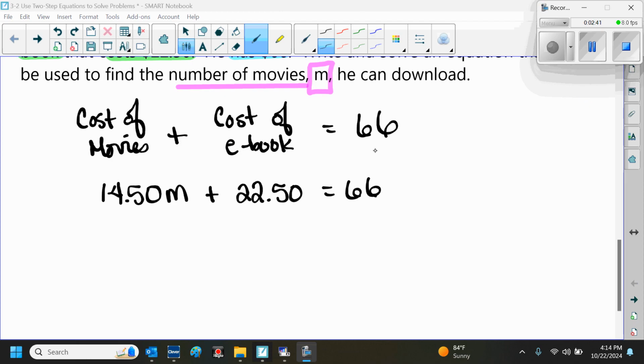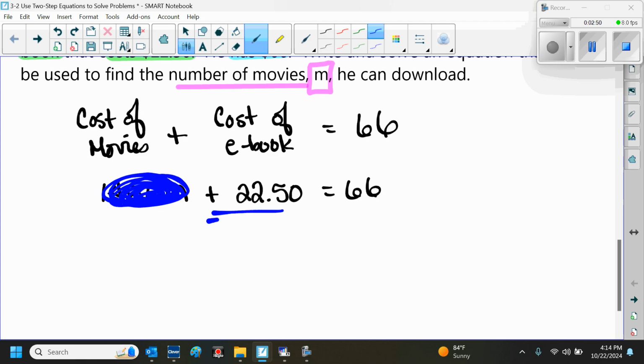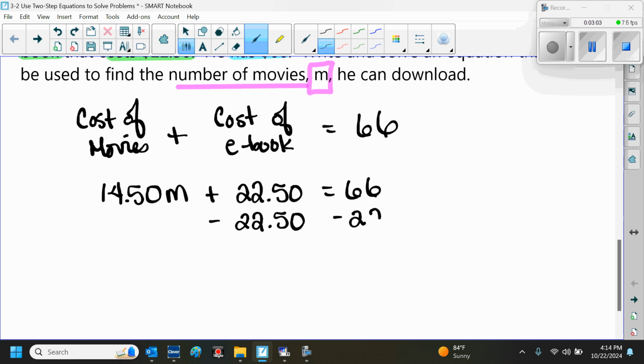So now we can solve it. So let's use our cover-up. So we're going to cover up the term that includes our variable. So that tells us that we want to get rid of the $22.50. Okay? So because that says plus $22.50, we want to subtract $22.50 on both sides. So that's a number plus its opposite, that's equal to 0.